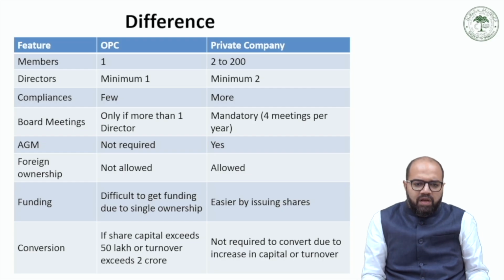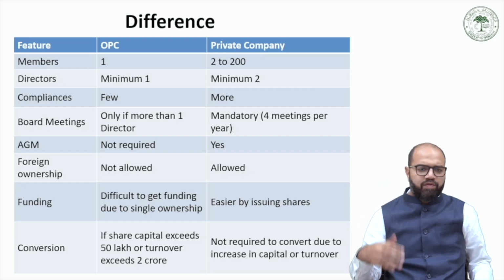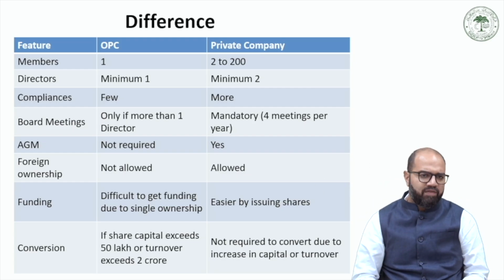So an OPC does not have an option to offer shares to its investors. So in that sense, those external investors who are looking to purchase shares of the new business would not be able to get the shares in case of an OPC. But in case of a private company, funding becomes easy because it can issue shares to its new shareholders or members.